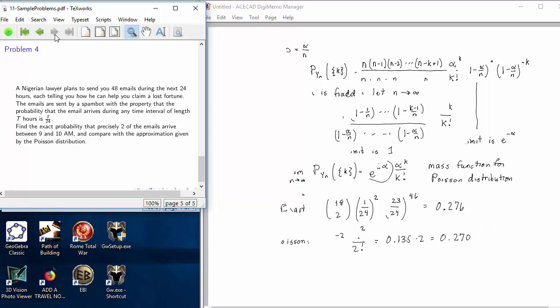So anytime you're dealing with a binomial distribution with a large number of trials and you want to know the probability of a rather small number of successes, you can save yourself a lot of computational effort by approximating the binomial distribution by a Poisson distribution.